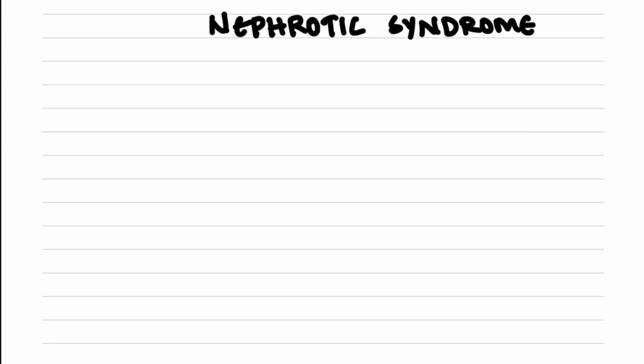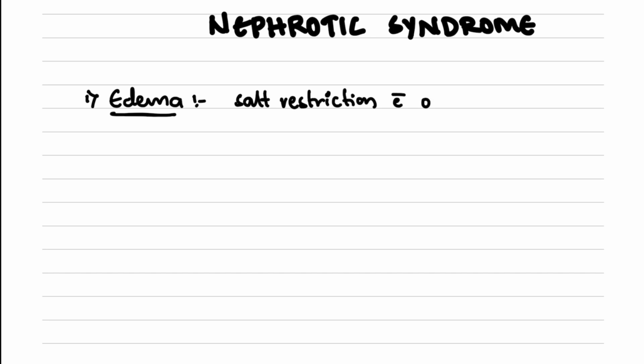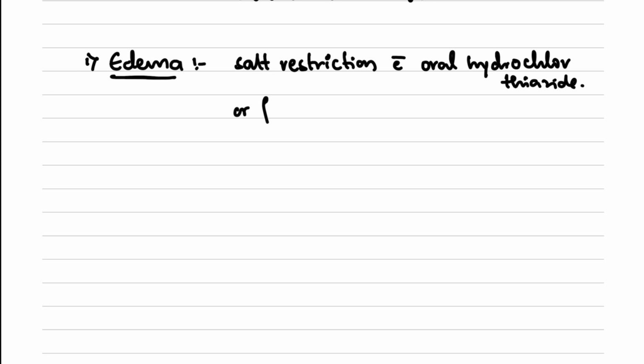So the first complication we'll be discussing is edema. We know that the patient of the nephrotic syndrome will have edema either in the periorbital region, lower limbs or in the sacral region. The patient can have anasarca, that is generalized body edema. If the patient has edema, we'll advise salt restriction. So the first thing that we'll ask the patient to do is salt restriction. Along with that, we can also start oral diuretics such as oral hydrochlorothiazide, or we can also give oral furosemide tablets for a few days.